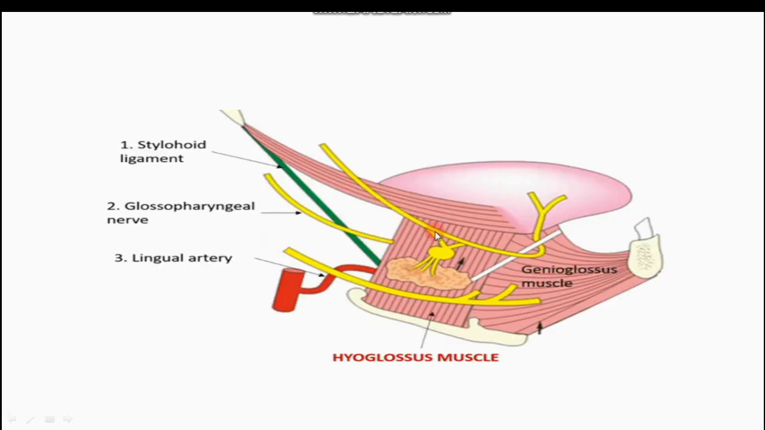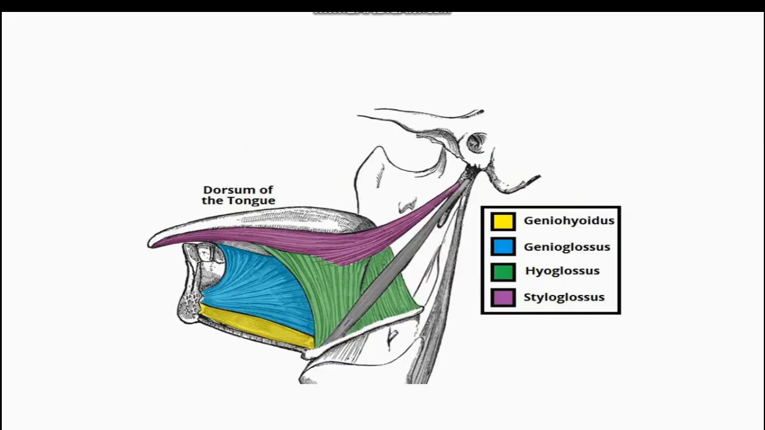Here we see the stylohyoid ligament. Then we see the glossopharyngeal nerve, a deeper structure, the lingual artery, and this one is the submandibular ganglion. So these are some important deeper structures that we have seen just now.